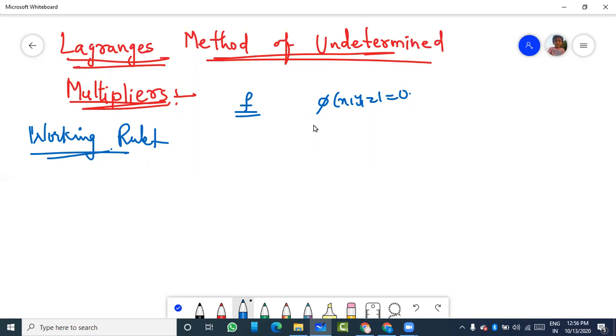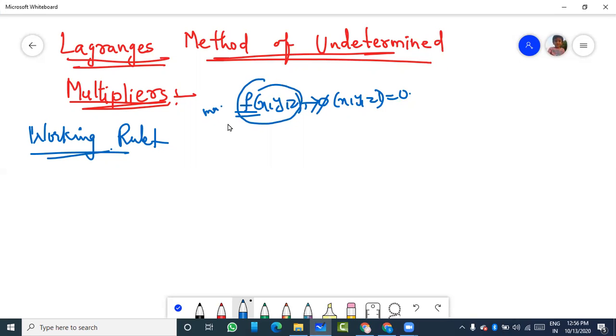In Lagrange's method of undetermined multipliers, the function has three variables. One function f also has three variables. Let it be f of x comma y comma z. And it is related to another function phi of x comma y comma z equal to 0. In this case, how do we find the maximum or minimum of this f function?